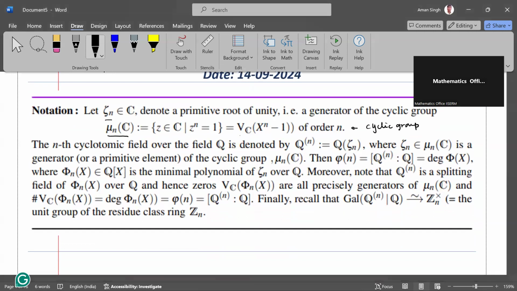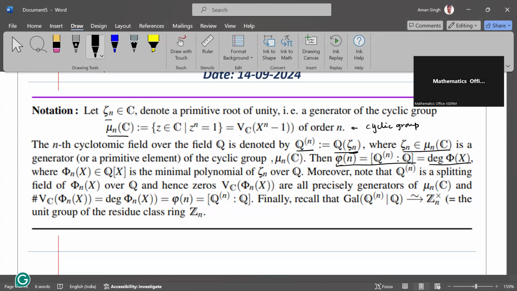The nth cyclotomic field extension is denoted as this, which is just attaching a primitive nth root of unity to Q. And this zeta n belongs to C, and it is an nth root of unity in C. We also noted that the degree of this extension is equal to phi n, where phi n is the Euler phi function of n, which is equal to the degree of Phi n x. Phi n x is the minimal polynomial for zeta n.